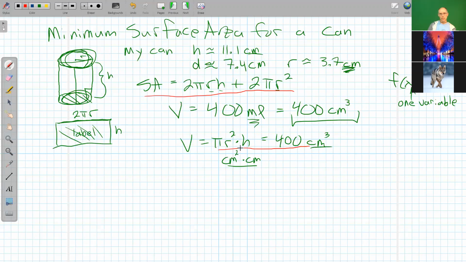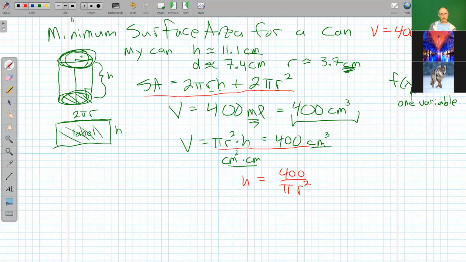So let's see, the easiest thing to do here, I think, is to just solve for h. So h, in this case, would be equal to 400 over pi r squared. So the important thing here is that I'm minimizing the surface area of a can where I know the volume to be 400 cubic centimeters. And without that, I really can't fully solve this problem.